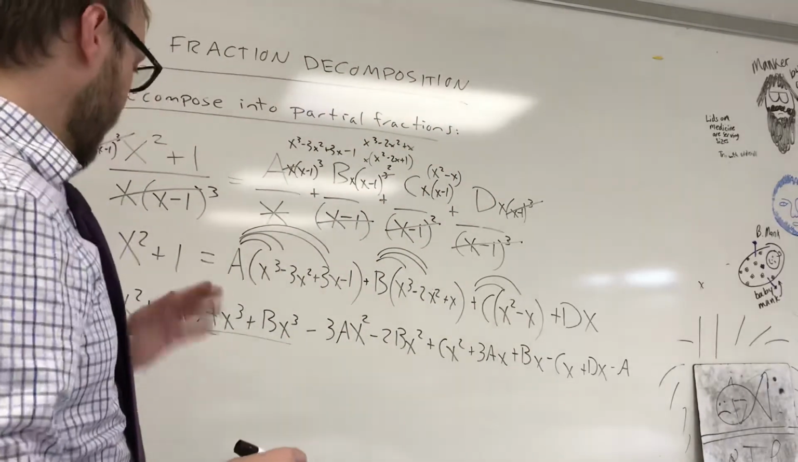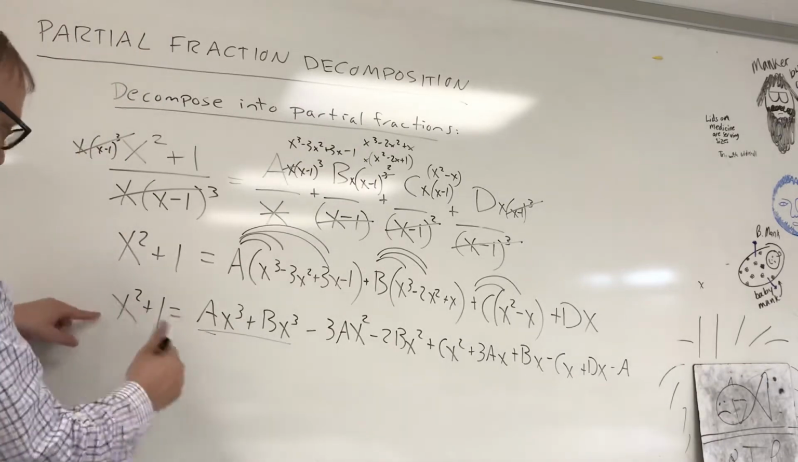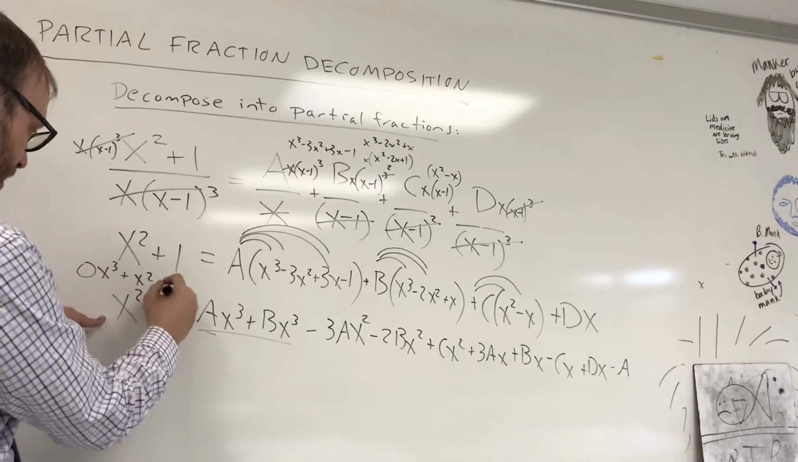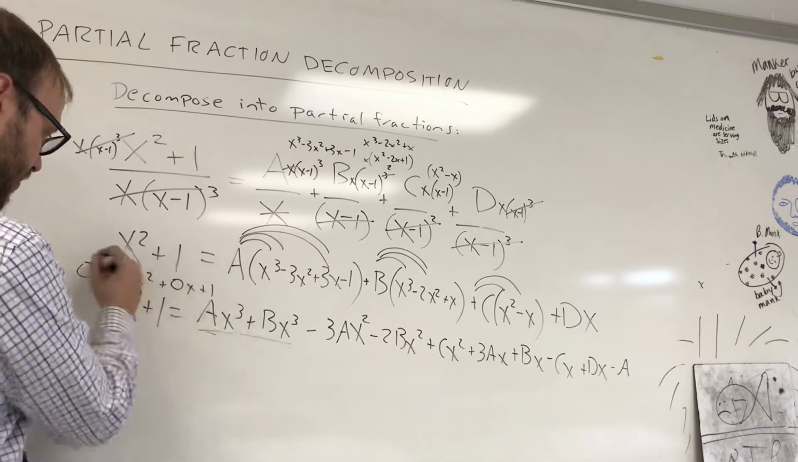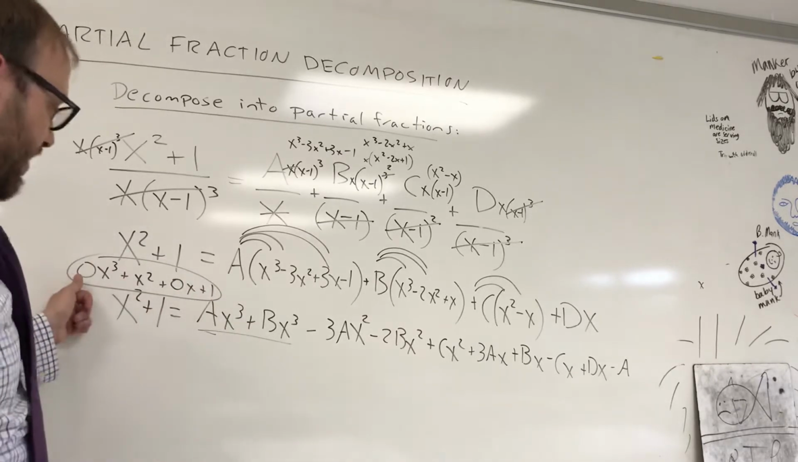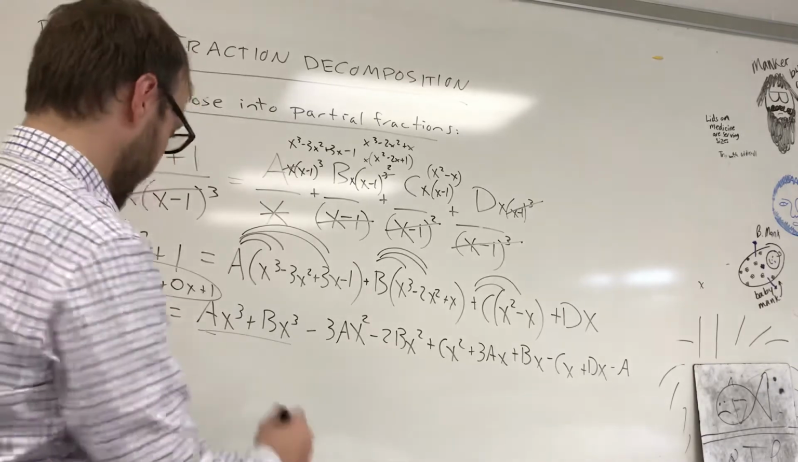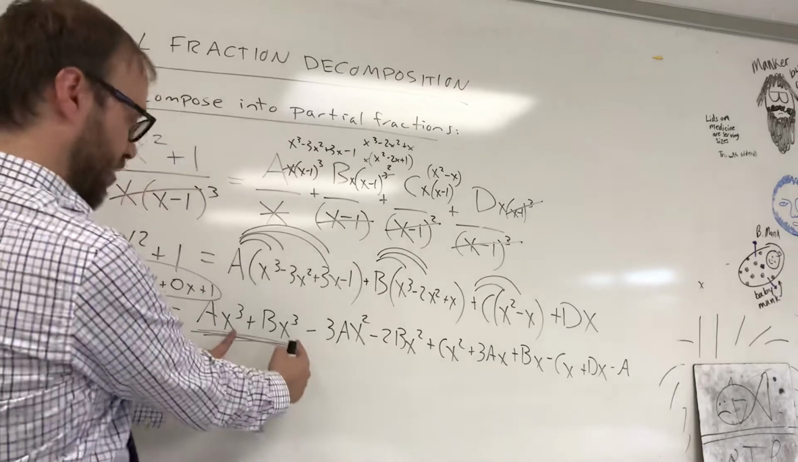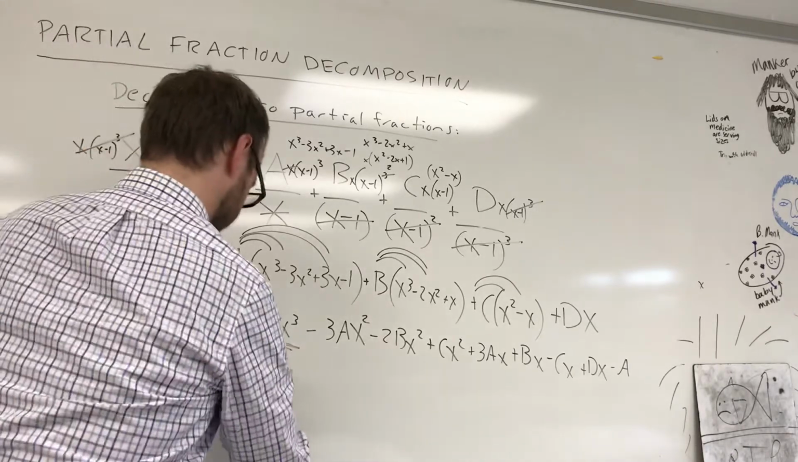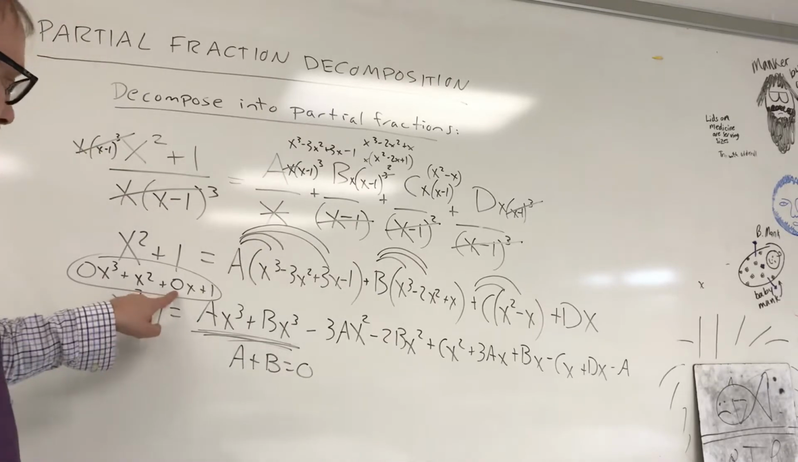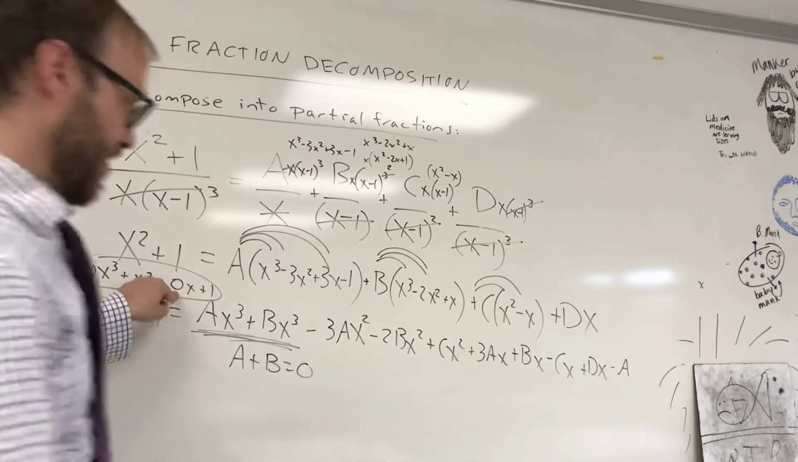All right, so what's going to happen here? This is really 0x cubed plus x squared plus 0x plus 1. So the coefficient of the x cubed term needs to be 0. The coefficient of the x term needs to be 0. What does that tell me? Well, here my x cubed terms are. That tells me that a plus b has to be equal to 0.